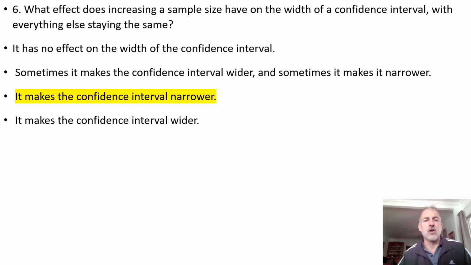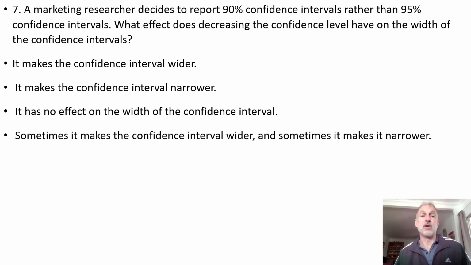People, it's kind of like logic. If you take a bigger sample, if you increase the sample size, you will be more sure, so the confidence interval will become narrower. Number 7, a marketing researcher decides to report 90% confidence intervals rather than 95% confidence intervals. What effect does decreasing the confidence level have on the width of the confidence intervals?